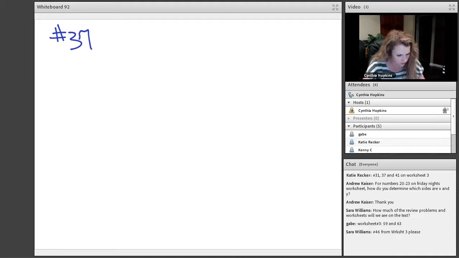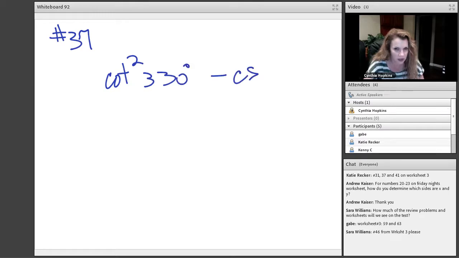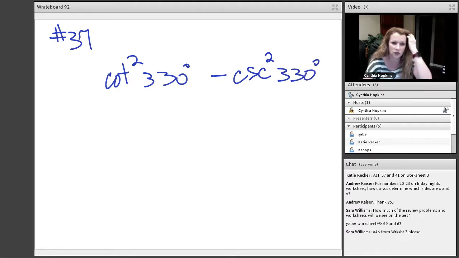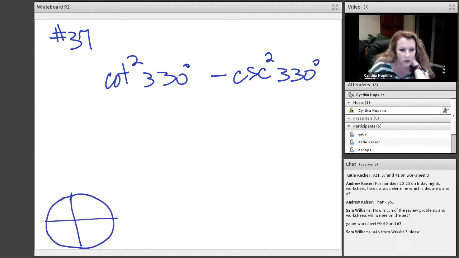Okay, 37 says cotangent squared 330 degrees minus cosecant squared of 330 degrees. All right, so the good news is we only have one angle, so I'm going to draw a picture of that down here in the lower left-hand corner. 330 degrees, I notice, is very close to 360, so I'm going to consider going in the positive direction, all the way around my circle to 360, and then saying I want to go back 30 degrees. So see how I'm cutting that fourth quadrant into 3 equal parts. I'm going to actually erase the last tick mark so it doesn't get in my way. And so this is my terminal side. I'm going to draw perpendicular to the x-axis.